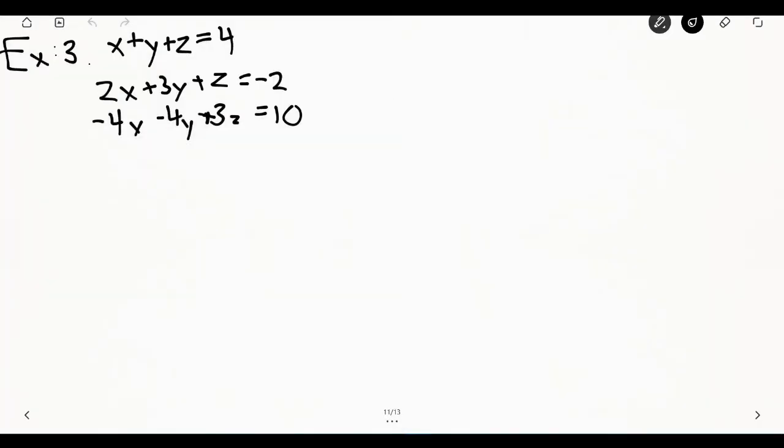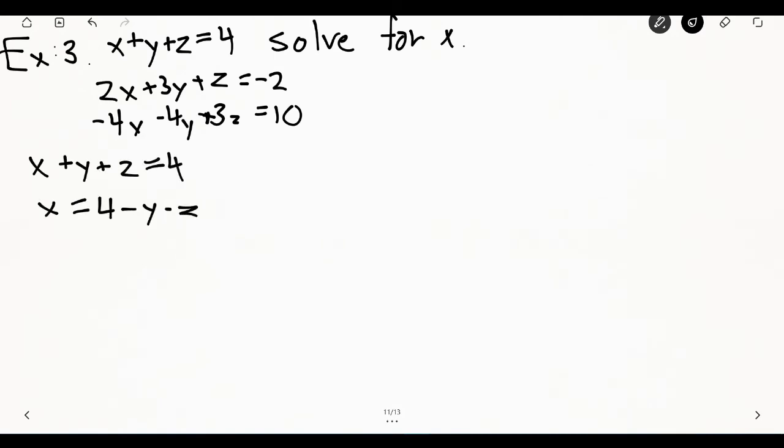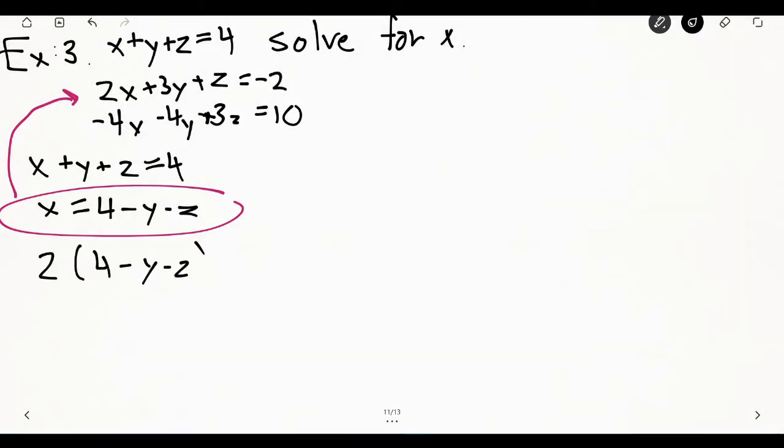For our third example, we'll be looking at a system of 3 equations and 3 unknowns. First, pick any of the 3 equations and solve for x in terms of y and z. Using the first equation, we get x is equal to 4 minus y minus z. Substitute this back into any of the 3 equations.